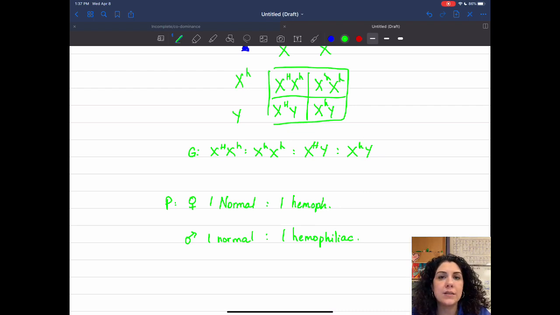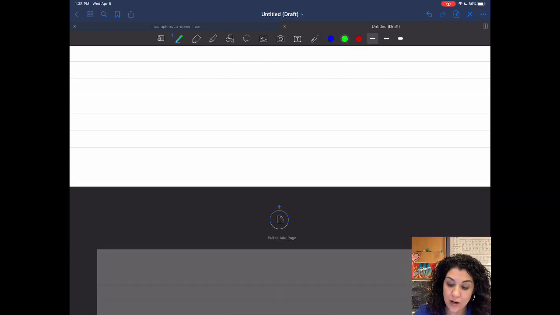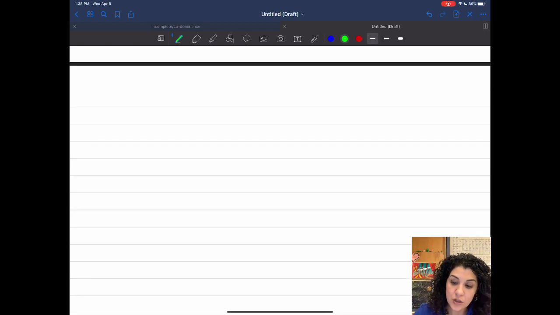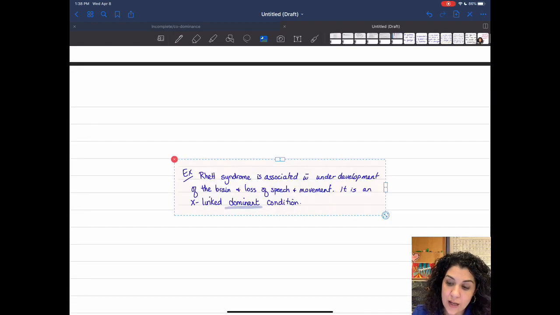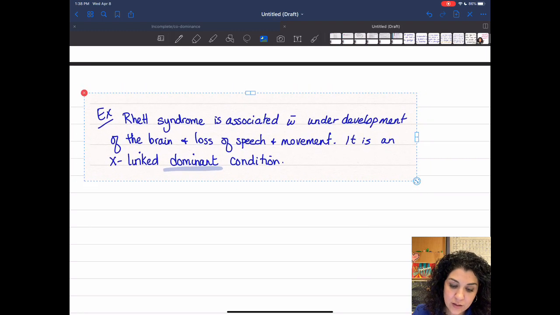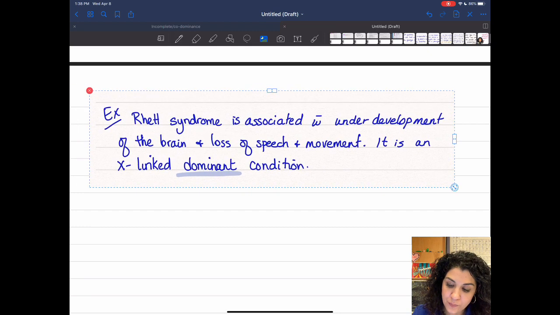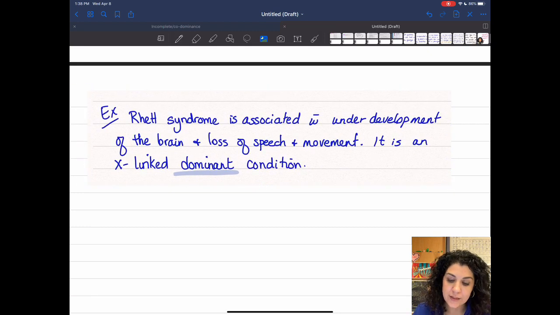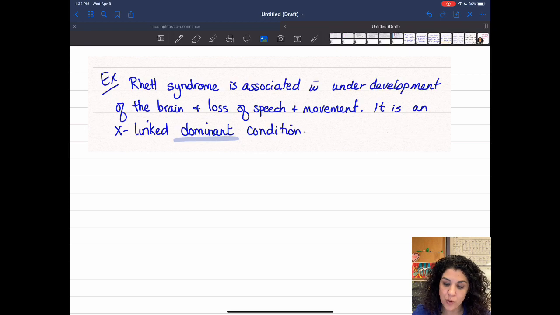Sometimes what can happen, the last example I want to leave you with, is there is such a thing as X-linked dominant conditions. Right now we've been looking at X-linked recessive conditions. What happens if I have an X-linked dominant condition? They are rare, but they do exist. So the last question I'm going to leave you with is one with an X-linked dominant condition, and it's called Rett syndrome. Rett syndrome is an X-linked dominant condition where you have underdevelopment of the brain, and you can have loss of movement and speech in the babies that are born.